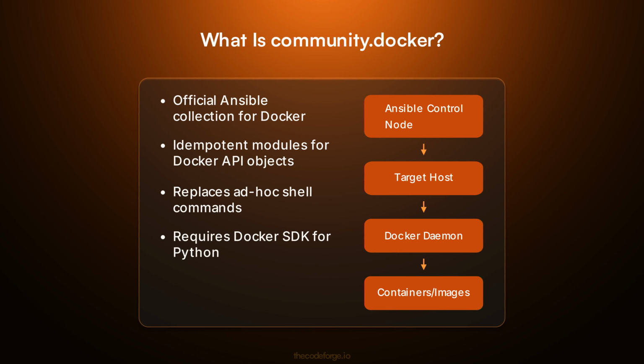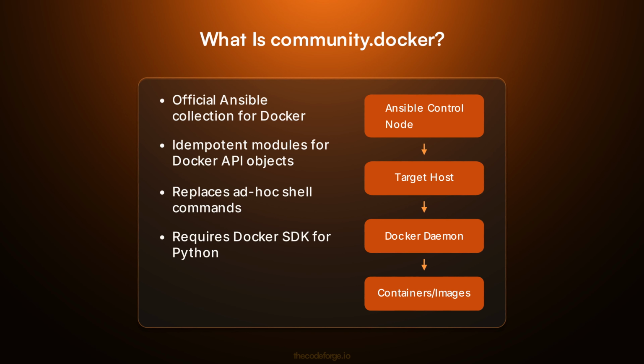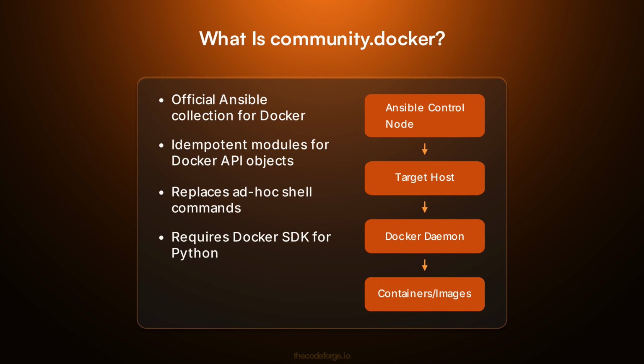The community.docker collection is Ansible's official way to manage Docker resources. It provides modules like docker_container, docker_image, docker_network, and docker_volume that map directly to Docker API objects. Unlike running shell commands, these modules are idempotent. They check the current state and only make changes if needed. This solves the problem of ad hoc scripts that break on partial failures or drift.